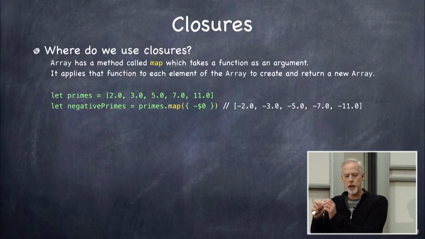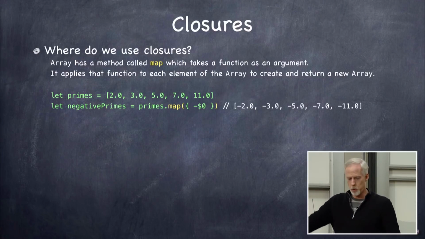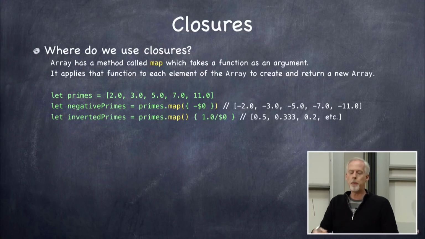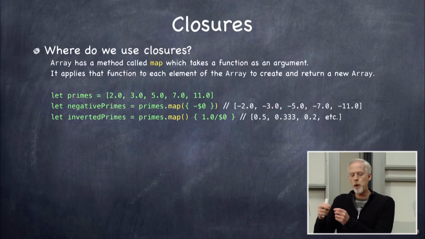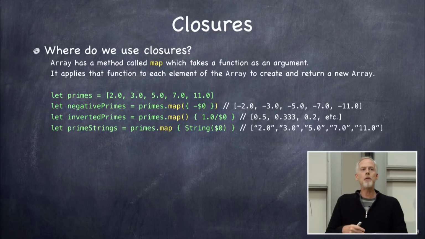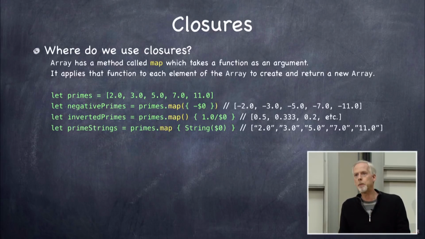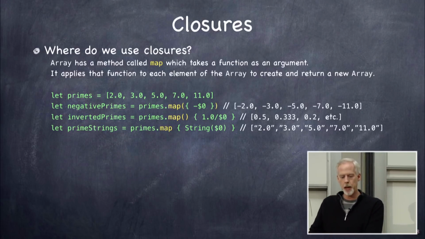Just like we had in the previous slide, change sign. And now I get a new array. Negative primes is going to be a new array with -2, -3, -5. You see how I used map there? Now, what's another example? Maybe inverting the primes. So I'm going to provide a closure, 1.0 divided by $0. Now I get 0.5, 0.33. Maybe I even want to convert it to a string. Perfectly legal. It doesn't have to be the same type. I can return an array of string.